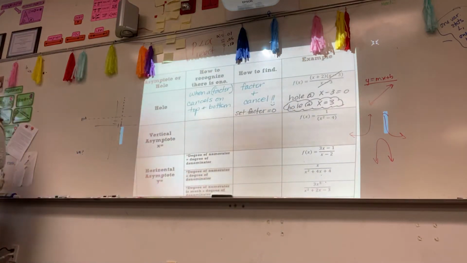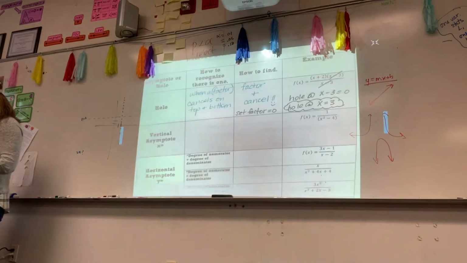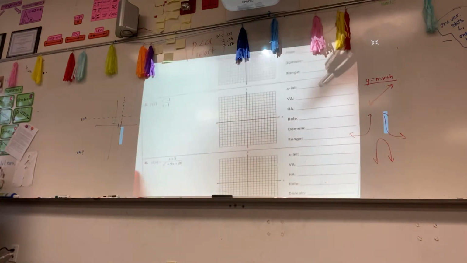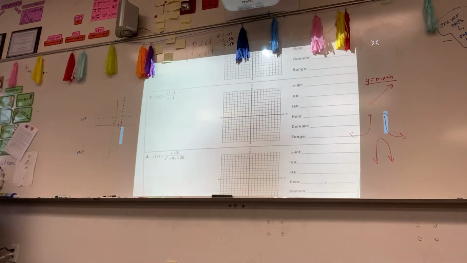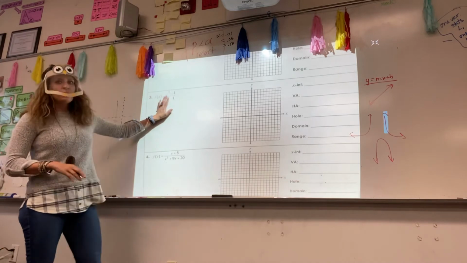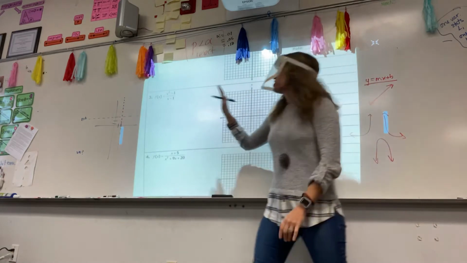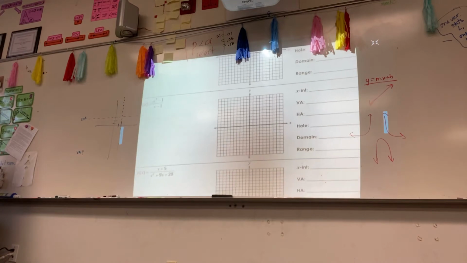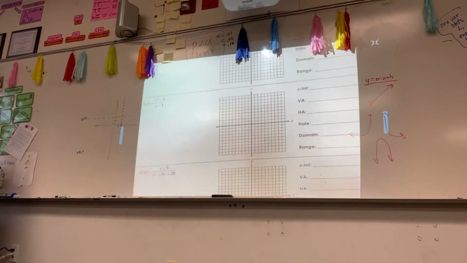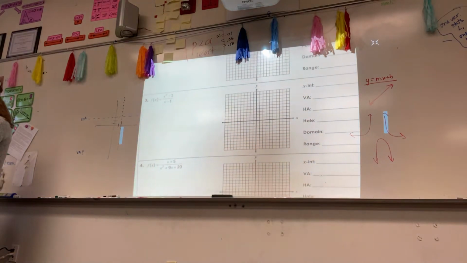So get out your notes and turn to number 3. All right, so number 3, we're right here. The first thing I have to do is factor. Is there anything right there that looks factorable? Is there something that can be factored there? Somebody say something. What is it?